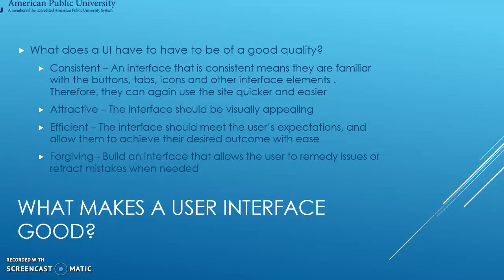And finally, it should be a forgiving interface. This means that as the user makes use of the interface, if along the way they make a mistake or maybe they enter information incorrectly, the system should be built in such a way that it can remedy the issue or allow them to retract their mistakes as needed. And those eight characteristics or qualities show a good sign of a good user interface that will be well received by your end user.